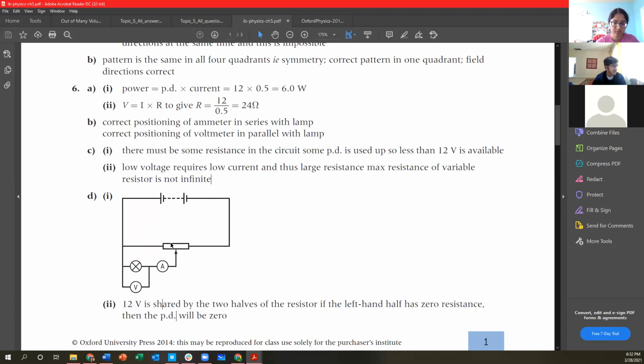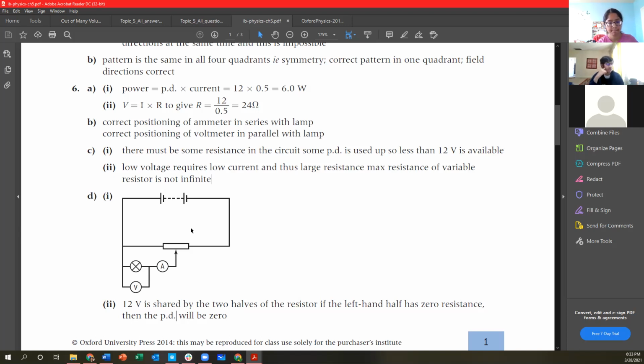So if this is the circuit with the potential divider, it says 12 volts is shared by the 2 halves of the resistor. I think it's referring to the variable resistor. I'm not sure how variable resistors exactly work. I don't understand how the different halves of the resistor could have different resistance if it's within one. I guess if it was made up of 2 different parts. I think that's how variable resistors work.